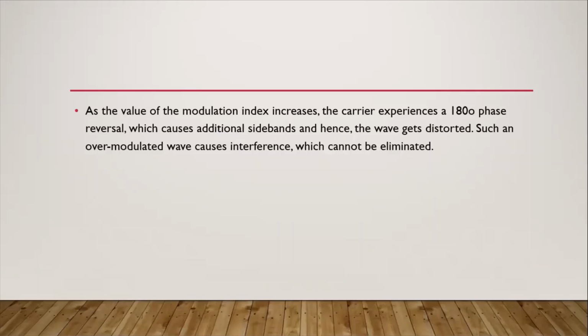When we say distorted, the signal is spoiled or not properly made through the modulation process. For example, with a distorted television signal, the receiver gets a blurry picture with a lot of snow in the video. Such an overmodulated wave also causes interference, and the signal we receive is blurry, which cannot be eliminated.